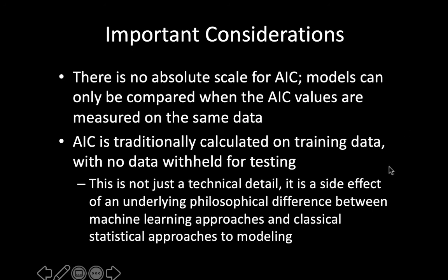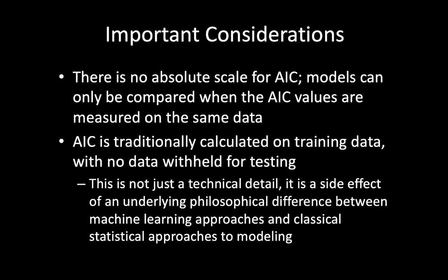So don't do that. I've seen that happen a few times when reviewing papers, and just don't do it. The way AIC is traditionally calculated would be analogous to only using training data in a species distribution modeling framework. So you calculate your AIC on your training data with no data withheld for testing. I'm not saying it's not okay to withhold data for testing and then use your AIC on your training data, just that it's somewhat inconsistent with classical applications of AIC.